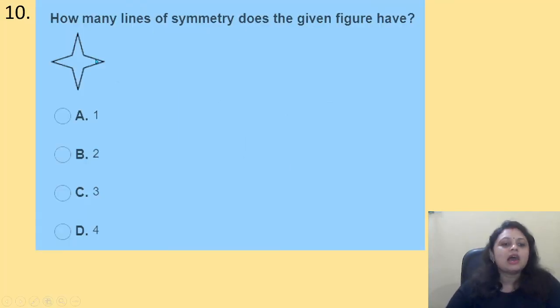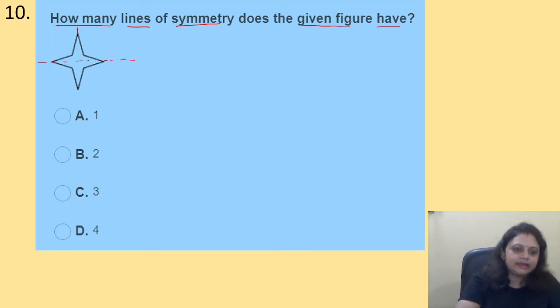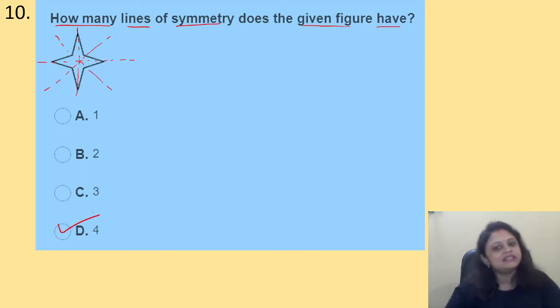Got it? Question, how many lines of symmetry does the given figure have? This is a figure and options are A 1, B 2, C 3 and D 4. So as per the question, how many lines of symmetry does the given figure have? So can you tell? Yes, this is one line, then this is the second line and third line, fourth line. So how many lines of symmetry are there? Yes, it is 4 and it is present in option D. So the correct answer is option D, that is 4.